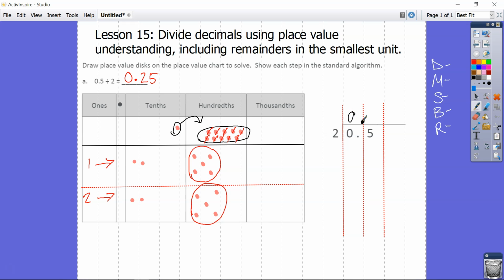So looking at our standard algorithm, we see we have no ones. So let's jump in and start right from our tenths. We're going to use our steps. Does McDonald's sell burgers raw? Stands for division, multiplication, subtraction, bring down, and repeat.